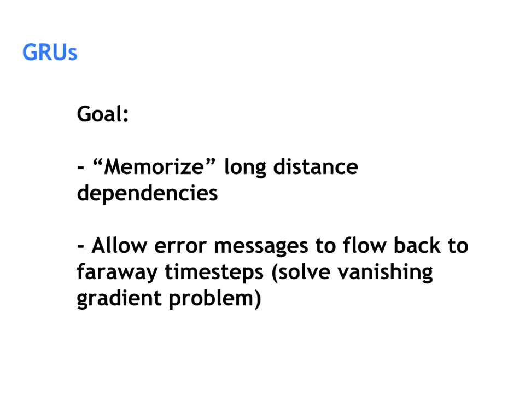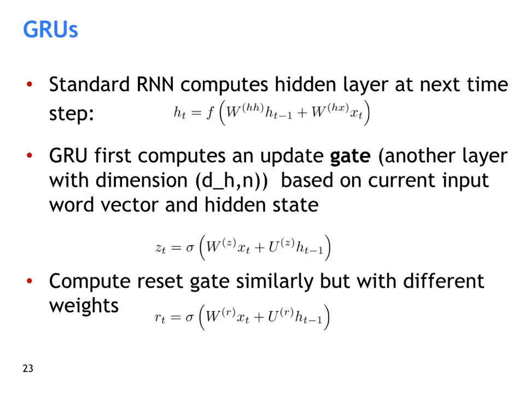For traditional recurrent units, the problem is we cannot learn long distance dependencies, because when we are doing backpropagation, we have this vanishing gradient problem. So we will forget about the very far away time steps. So let's first look at how GRU differs from the traditional recurrent units. We need to compute two gates first. The first one is called the update gate, and the second one is called the reset gate. So let's see how we calculate the update gate and reset gate.